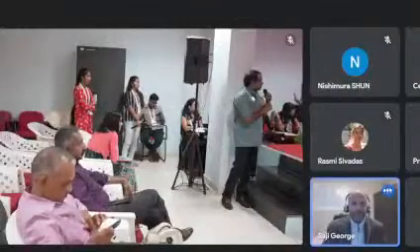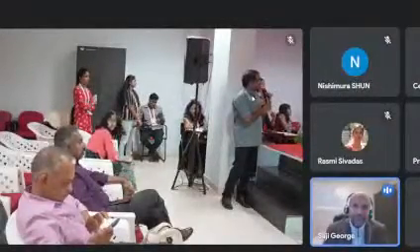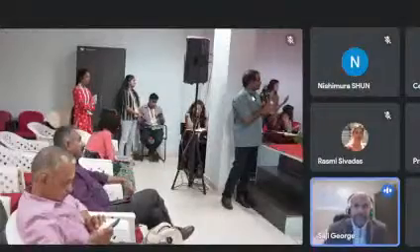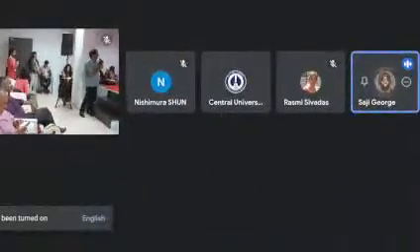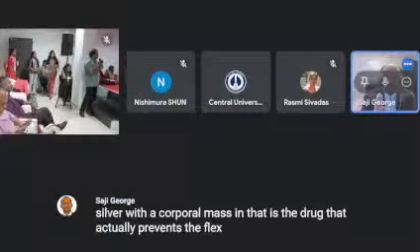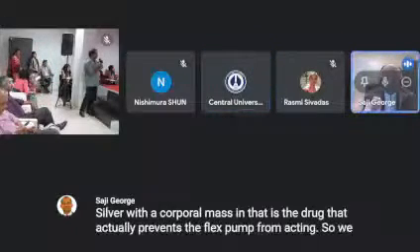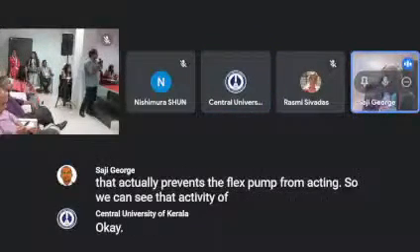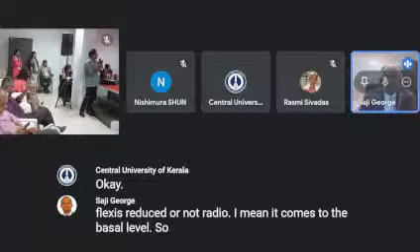Yeah, so how it works is actually, we can see the efflux activity is curtailed. You can clearly see when you have a combination of this silver with the copramazine, that is the drug that actually prevents the efflux pump from hanging. So we can see that activity of efflux is reduced. Not reduced, it comes to the basal level.